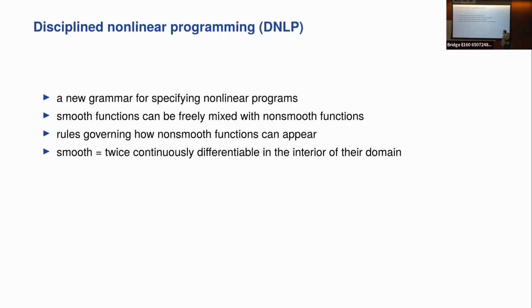There are several different definitions of smoothness depending on who you are talking with, but in this talk, when we say smooth, what we mean is an atom or a function that is twice continuously differentiable in the interior of its domain.